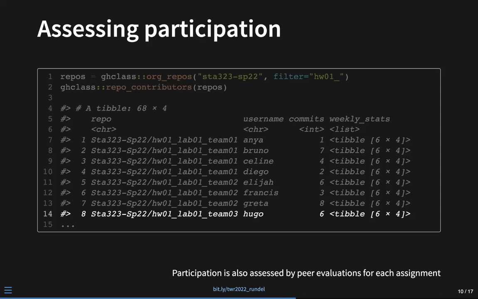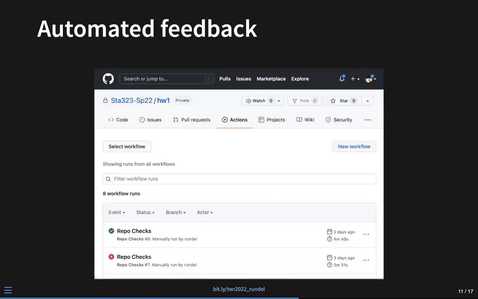But I would not advocate for using only one or the other. Both these two sources of information give very useful insights in terms of what's going on with the dynamics. Another big thing is automated feedback. So we used to do this with other tools. Now GitHub has GitHub Actions. So for every single assignment we give students, we also build in a GitHub action that gives them feedback.